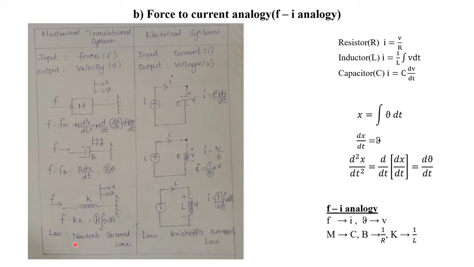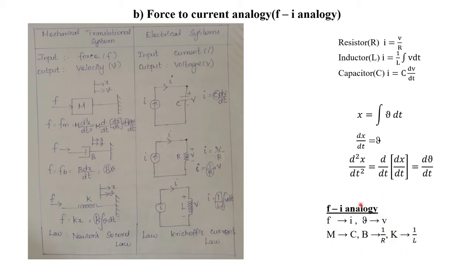So here we used Newton's second law in the mechanical translation system. In the electrical system we used Kirchhoff's current law at each and every node of the circuit. So from these concepts we can write the formula like this for force to current analogy. Input force is equated to current, output velocity is equated to voltage, then B is equated to 1 by R, M is equated to C, and K is equated to 1 by L. So you have to study this formula to do the problems.